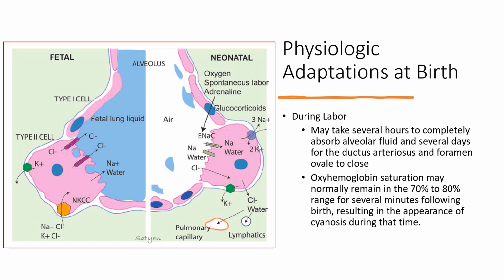During labor, it may take several hours for the fluid to completely exit, for the ductus arteriosus to close, and for the foramen ovale to close. Your O2 sat can stay, particularly in the first 10 minutes, in the 70s to 80s, even in the low 90s after a while. It takes a little bit for the body to fully adapt. And the younger and more premature they are, the longer that can sometimes take.